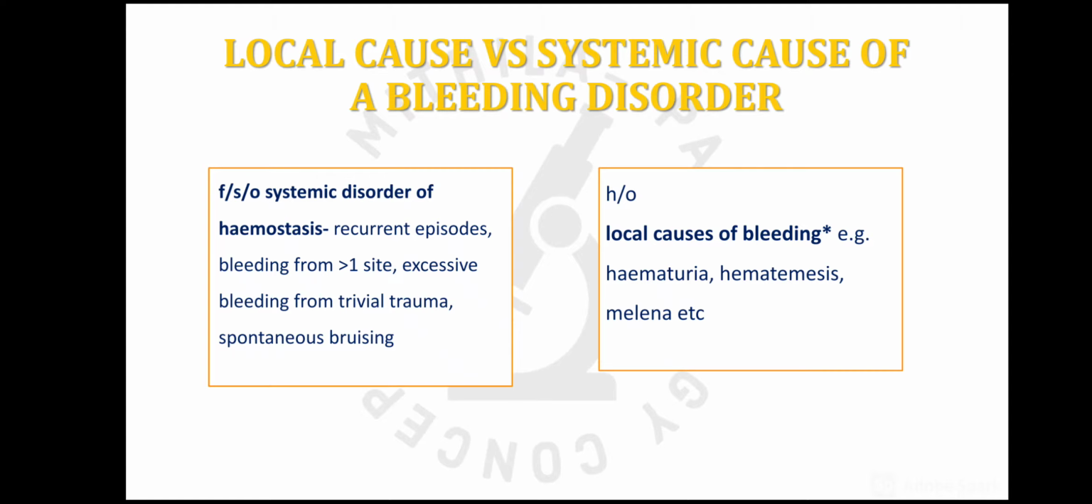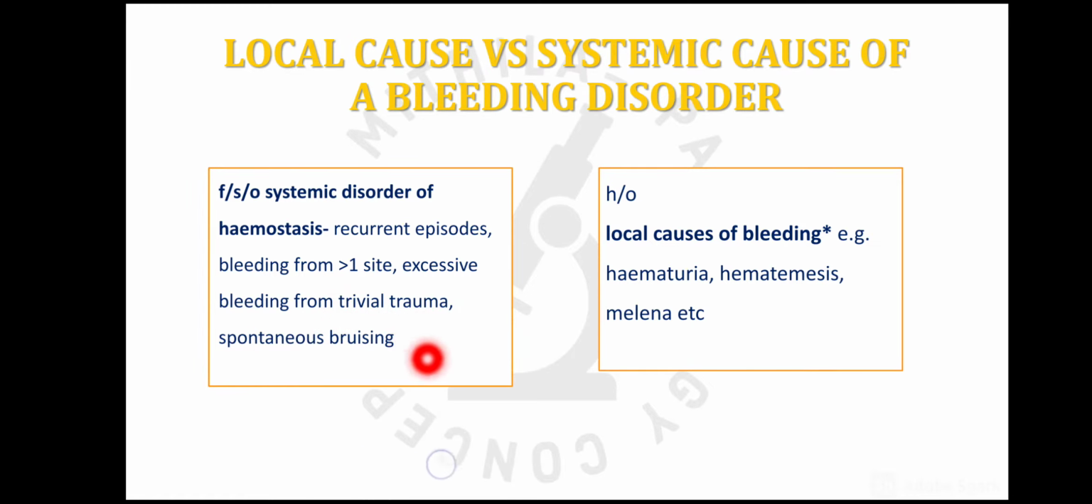Now clinically, we also have to distinguish the local cause of bleeding versus the systemic cause of bleeding. Generally, these disorders of primary hemostasis and secondary hemostasis are systemic disorders. So what are the features of systemic disorders? Recurrent episodes of bleeding, and that too from more than one site.